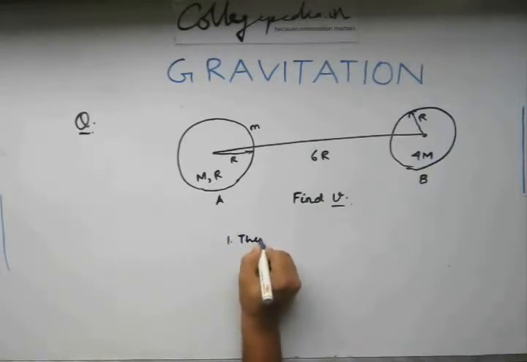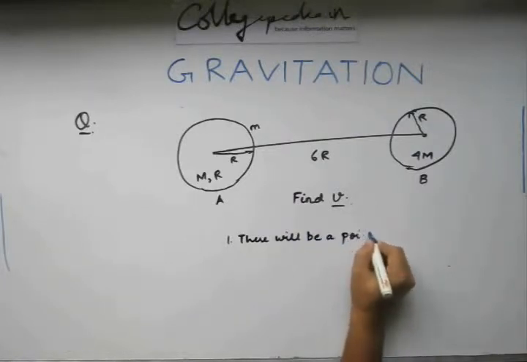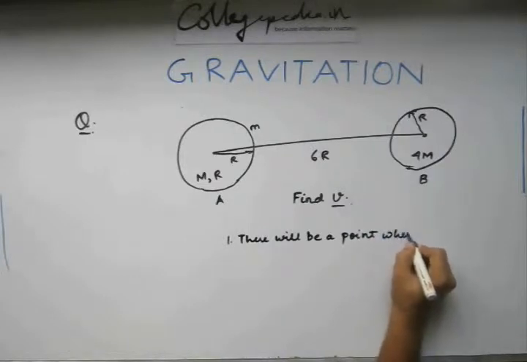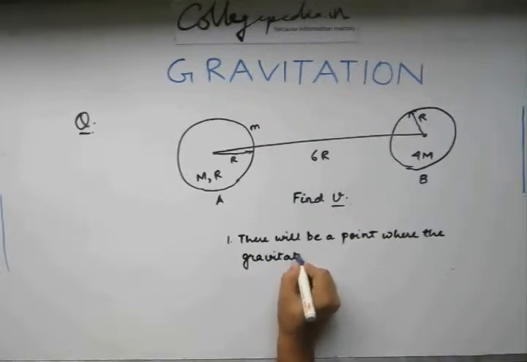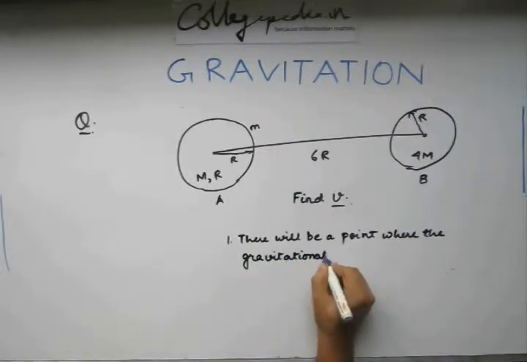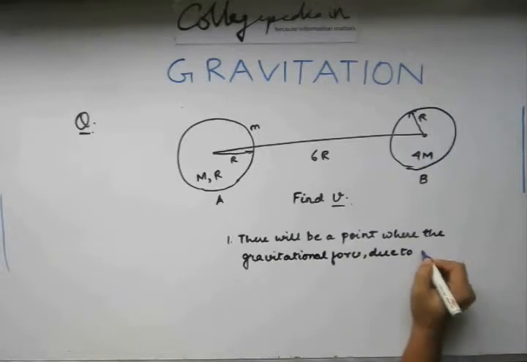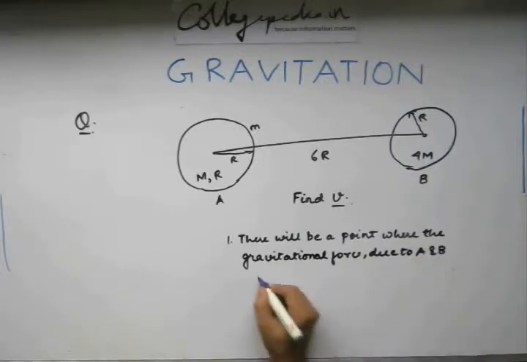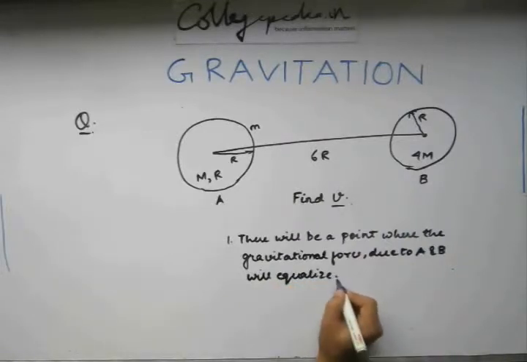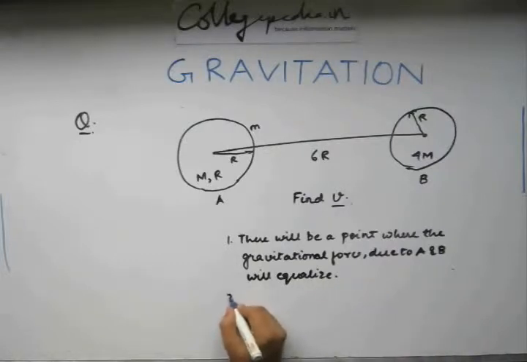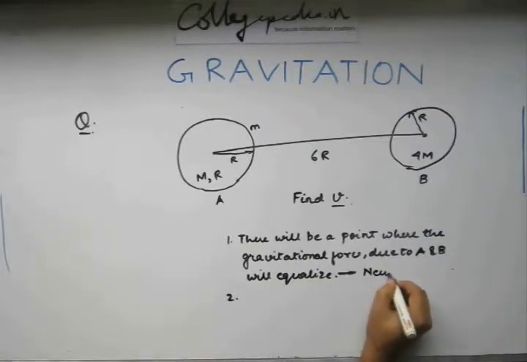So there will be a point where the gravitational force due to A and B will equalize. This first point is referred to as the neutral point.